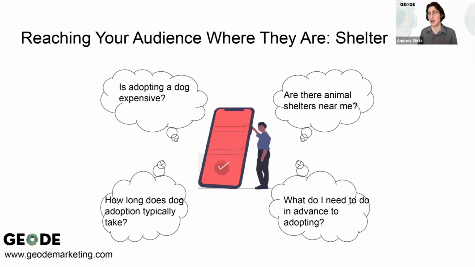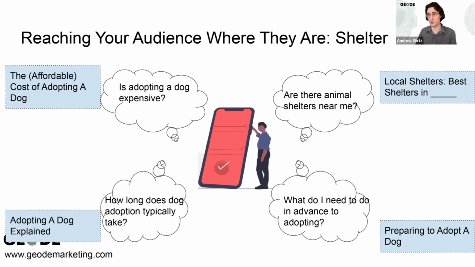So with those, you want to make sure you have content for every person, no matter where they are in that process. And we have some questions here, like, is adopting a dog expensive? How long does dog adoption typically take? Are there animal shelters near me? What do I need to do in advance of adopting? So here's some content that should be on your website to be able to answer these questions.